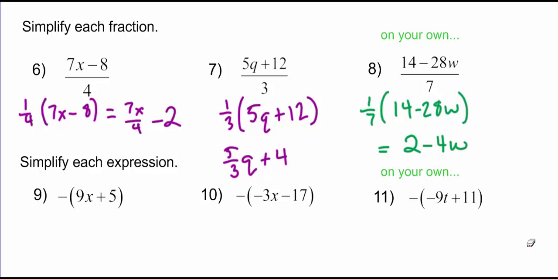All right, you can see my work on number 8 now. 2 minus 4w is what we ended up with. I think that's a pretty straightforward problem. And so we're going to move ahead.